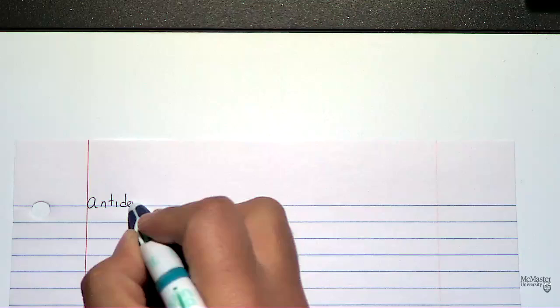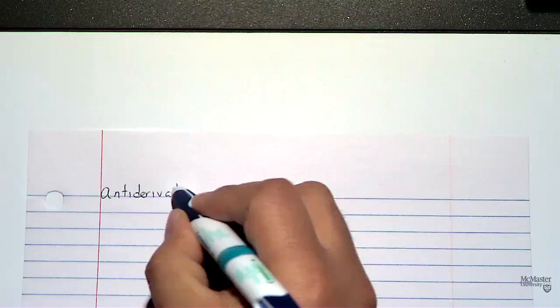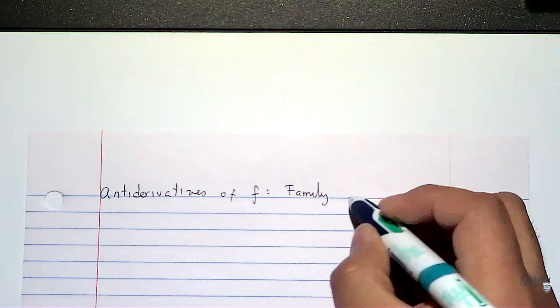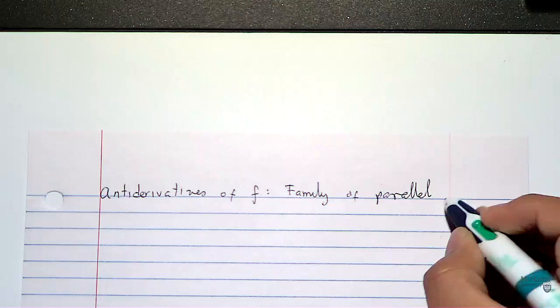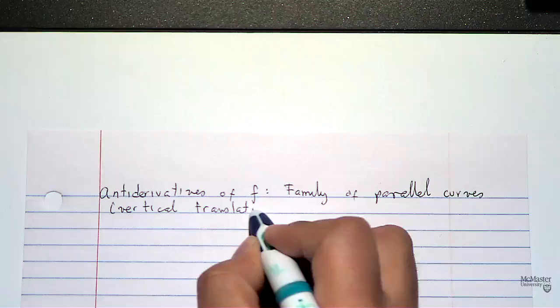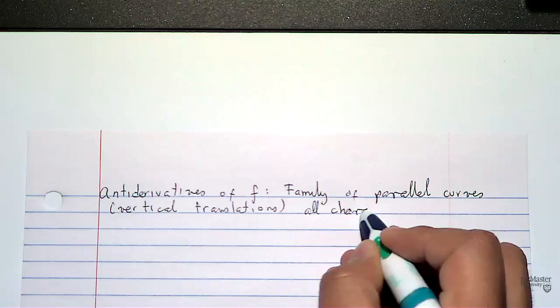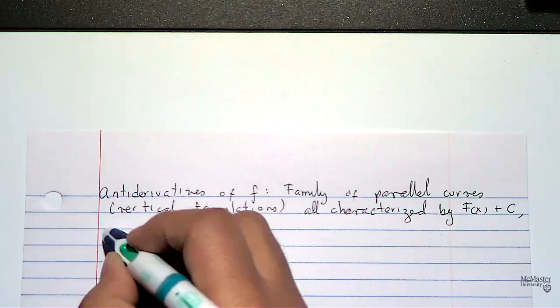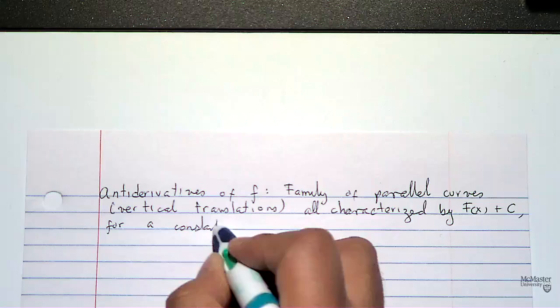So, if you consider all the antiderivatives of little f, what you have is actually a family of parallel curves, so basically vertical translations of each other, all characterized by the function big F of x plus c, for a constant c.